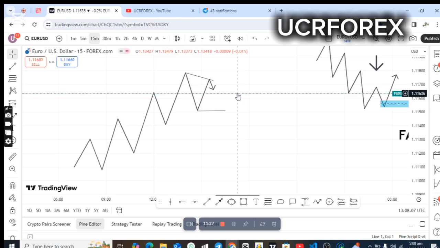And when you are using this strategy, you need to be very, very focused. You don't just look out for it at common levels. I will show you the levels you need to be looking at for these things.